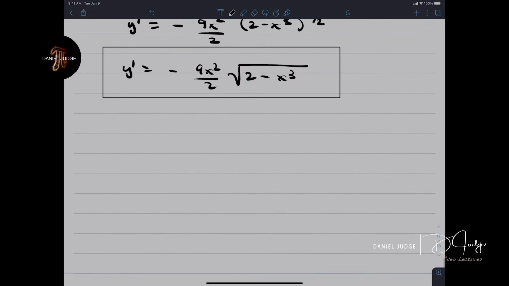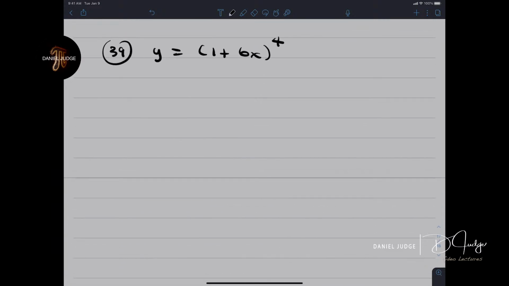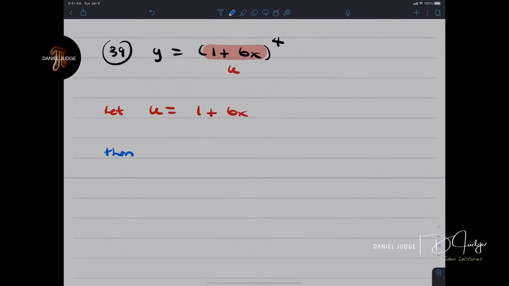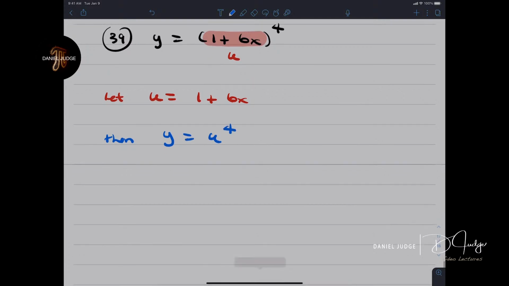37. 39. Y equals 1 plus 6x, and that's raised to the 4th power. So I have a u here. Here's my u. Let u be 1 plus 6x. Then y becomes u to the 4th power. Okay? So we need to use the chain rule.